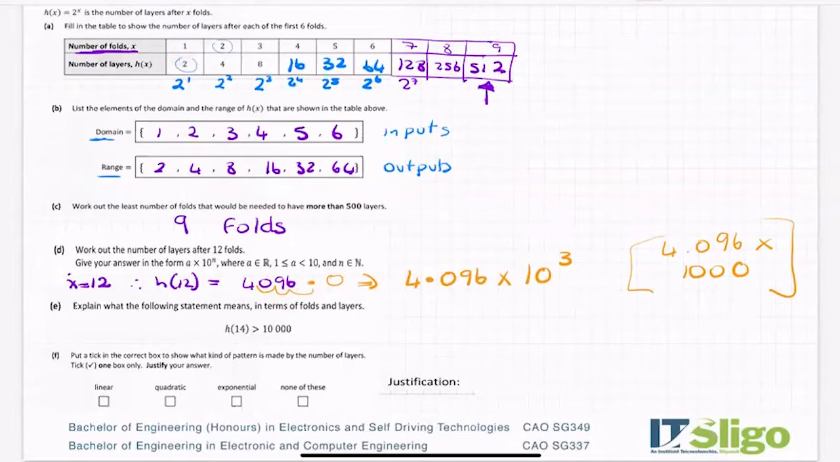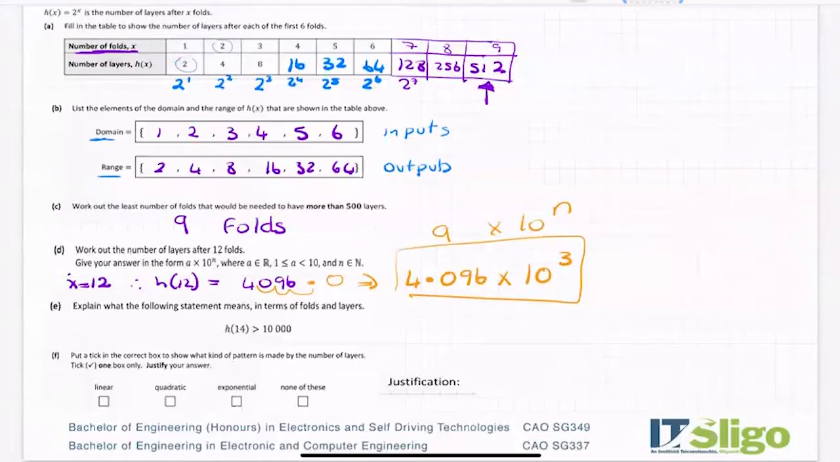Okay, and that number is in the form a by 10 to the n, where a is between 1 and 10. Okay, explain what the following statement means in terms of folds and layers.